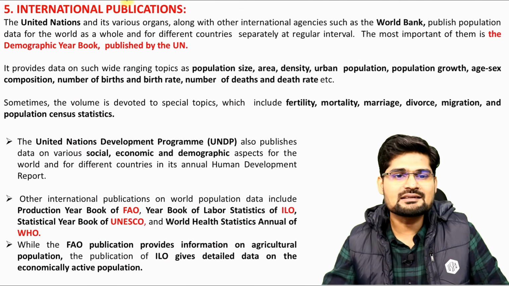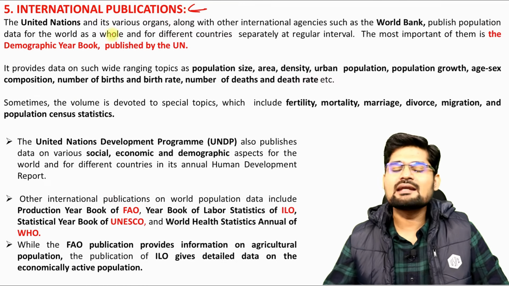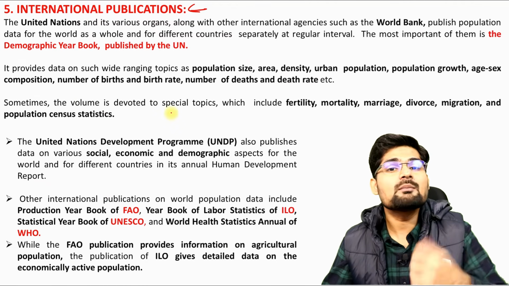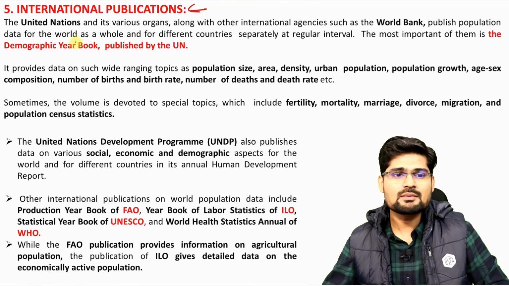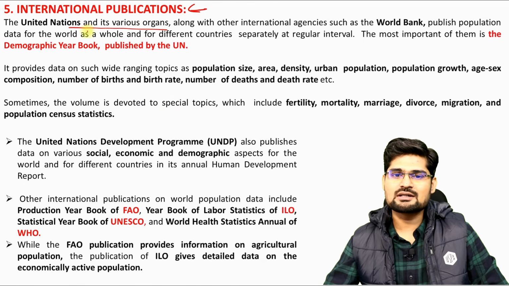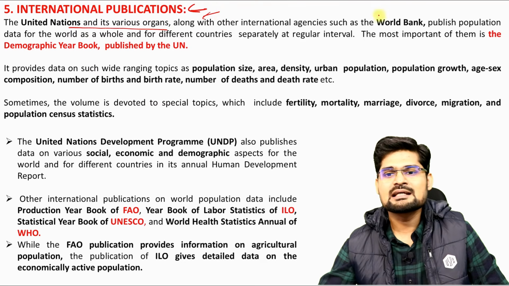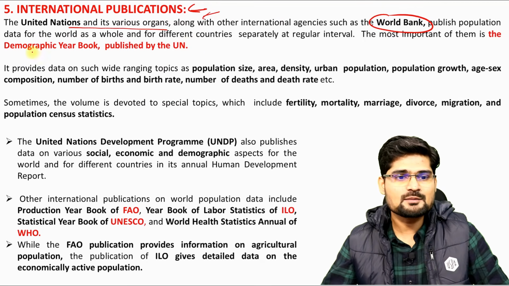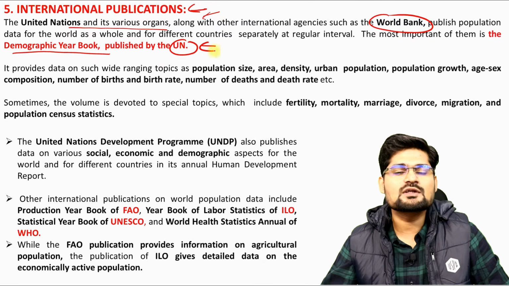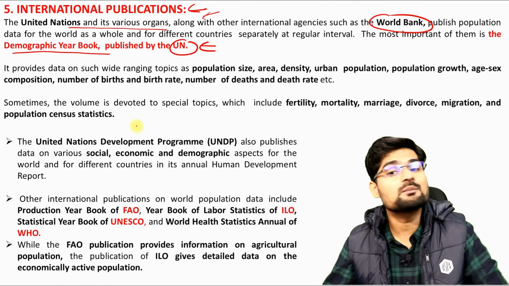Now comes the international publications. So the idea is, what about the other publications apart from these four major pillars of sources of data? So remember, the United Nations and its various organs, right? Its ancillary organs like the World Bank, produce several population data as well. The Demographic Yearbook published by the UN is one of the most important statistics for world population, remember.